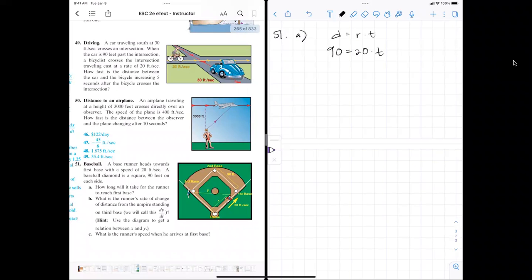So if you divide by 20 on each side, you end up with T is equal to 9/2, or you can write that as 4.5 seconds. So assuming he's running at that constant rate of 20 feet per second, it would take him about 4.5 seconds to get from home to first base.